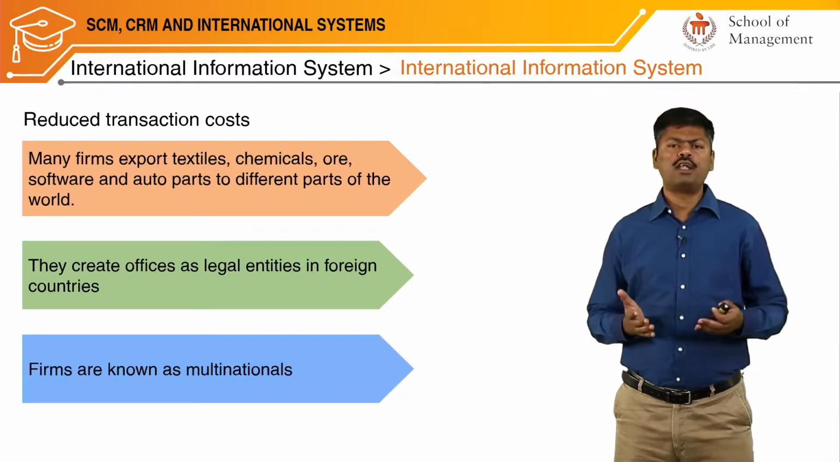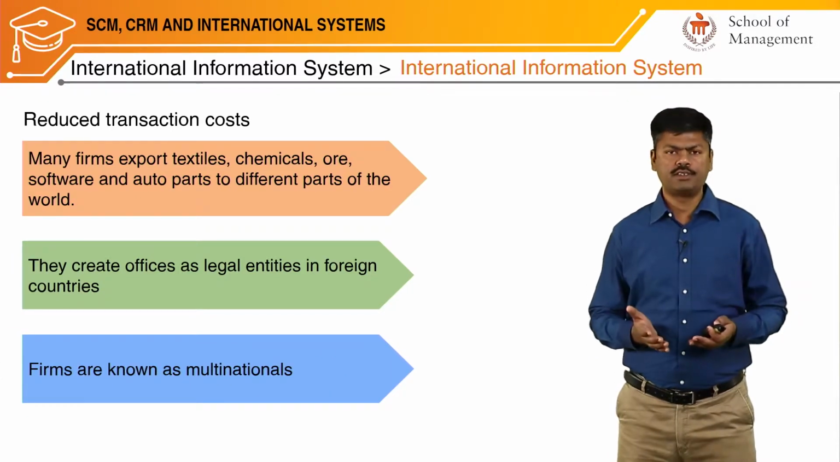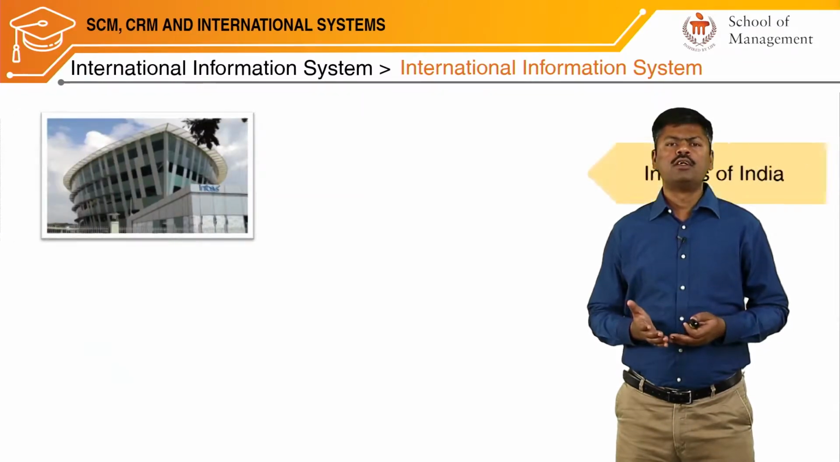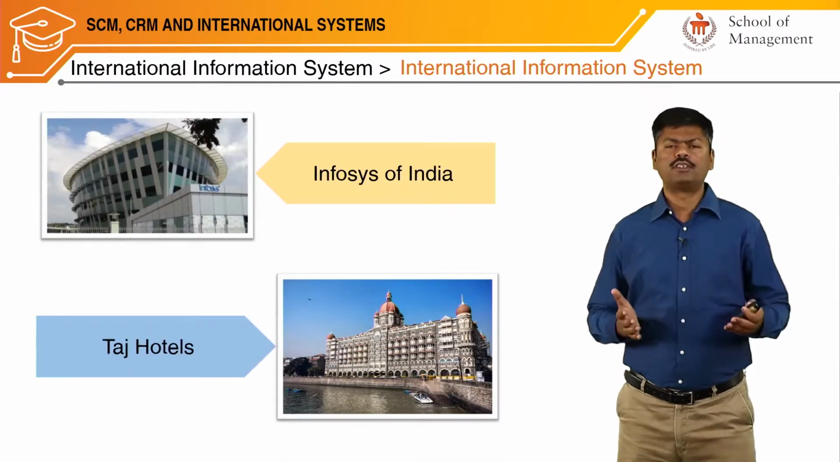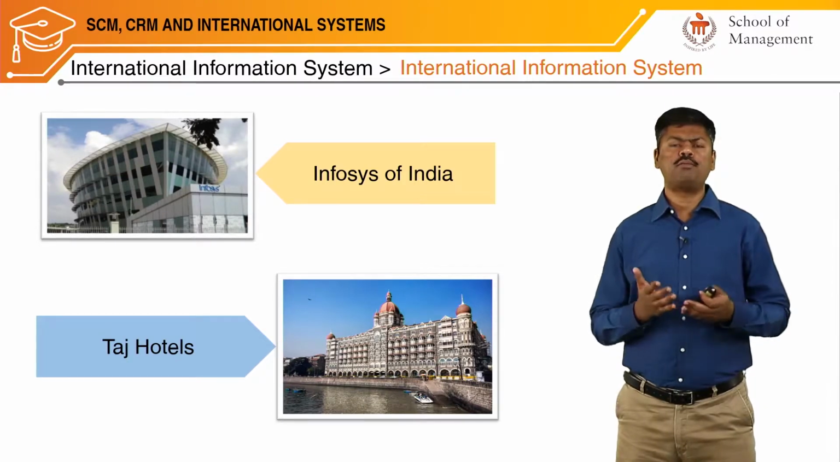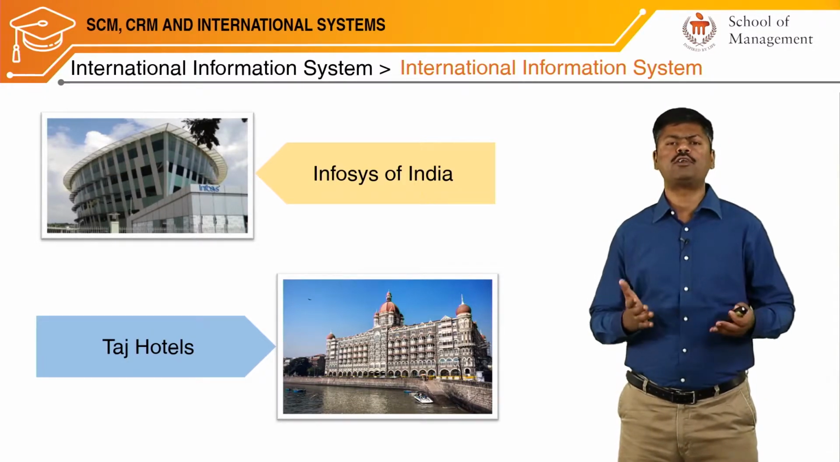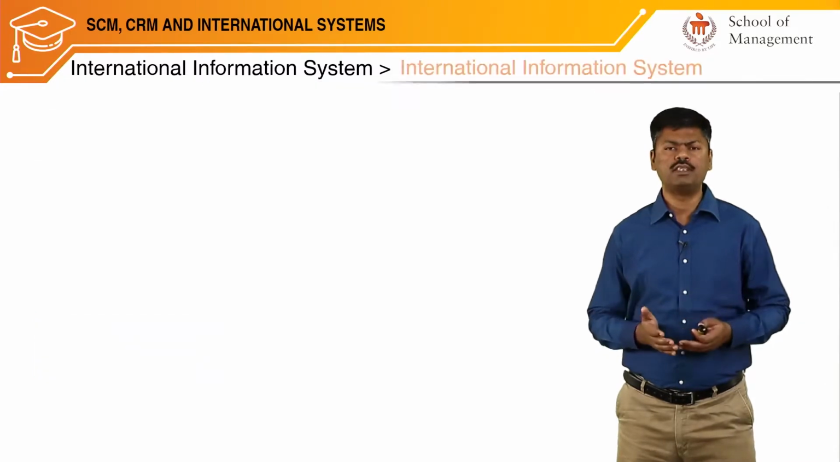And these firms are known as multinationals, like Infosys in India or Taj Hotels for that matter, which have been able to establish their brand worldwide, and they have set up their offices in almost all big cities in the world.